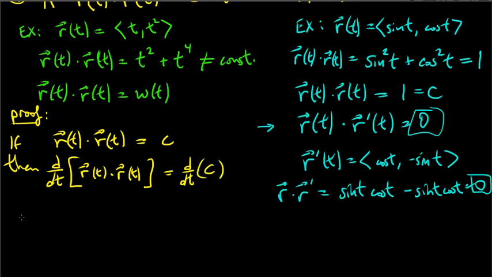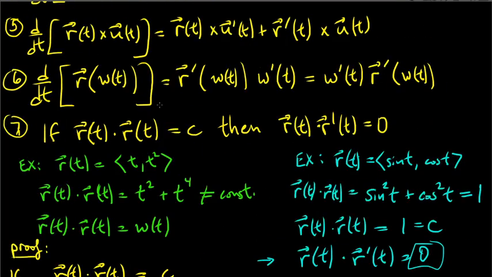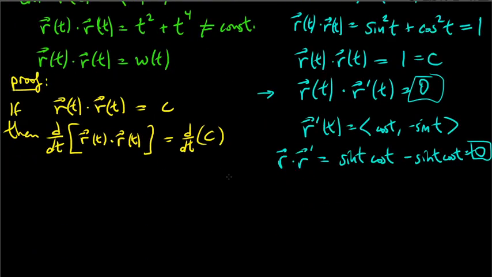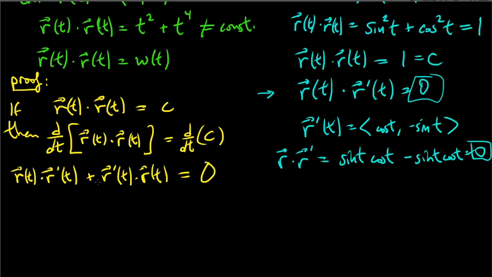So on the left side, we're just going to apply rule 4 here, which says that r dot r prime is equal to r of t dot r prime of t, plus r prime of t dot r of t. On the right side, the derivative of a constant is 0.